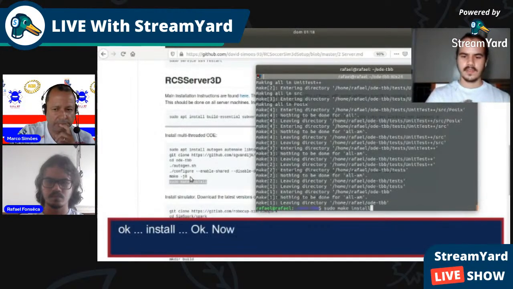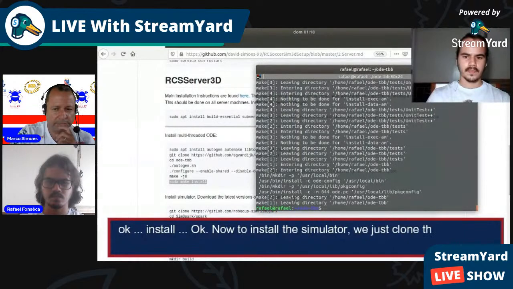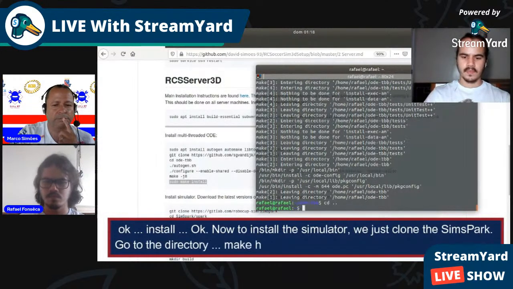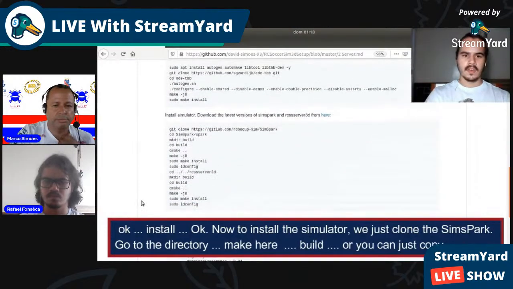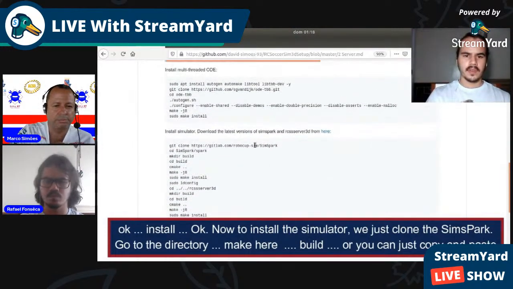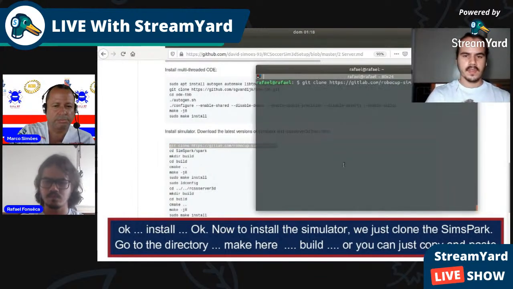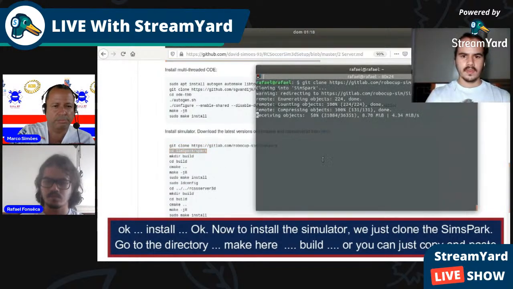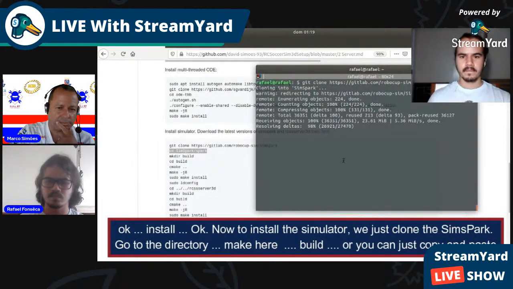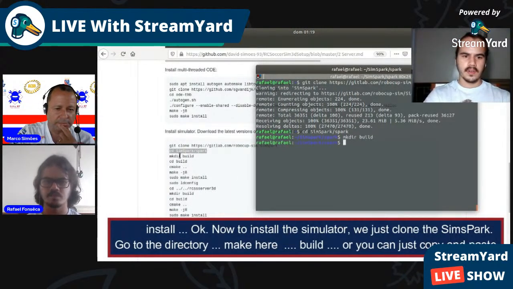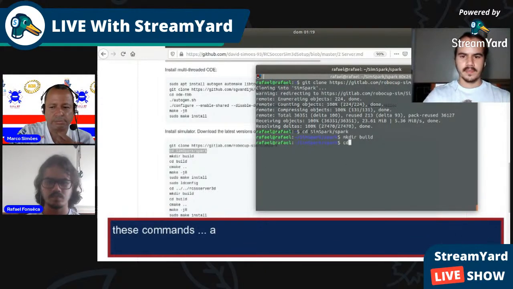One can install. Okay. Now to install the simulator, just clone SimSpark. Go to the directory and make a build directory, or you can just copy and paste this command. Make.